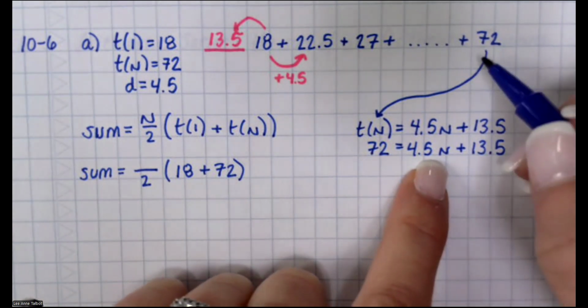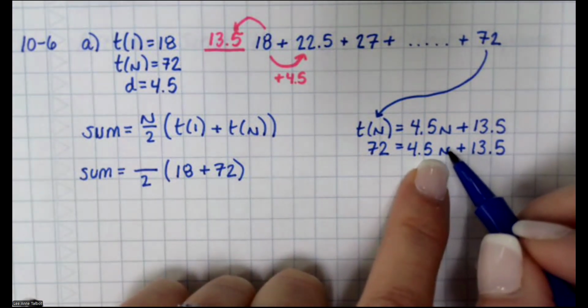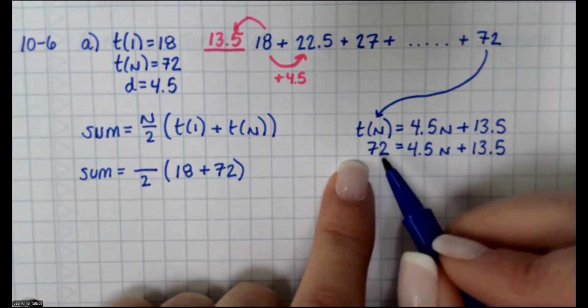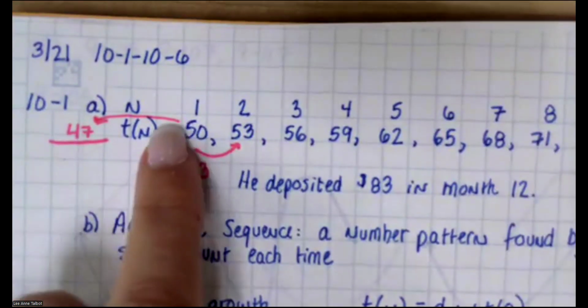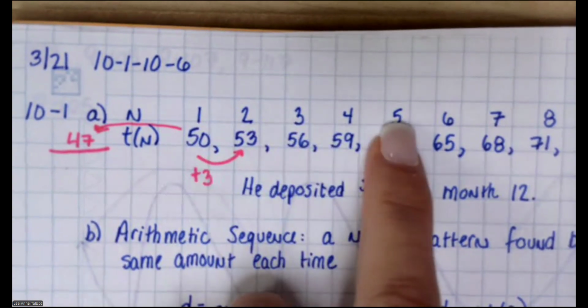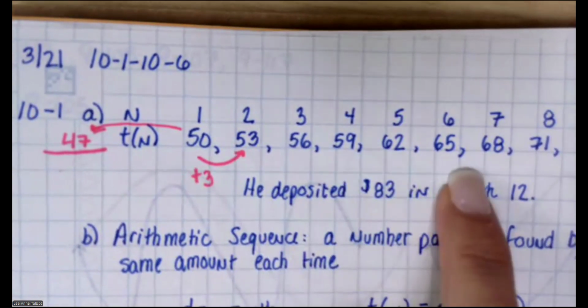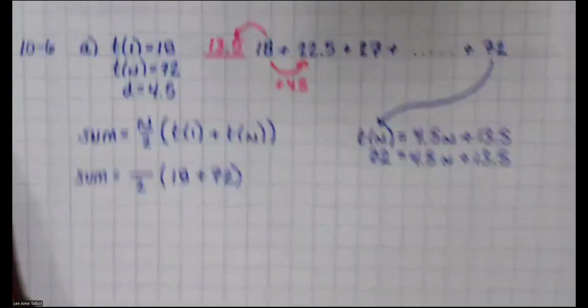Because n is the spot, T of n is the term. N is the spot, T of n is the term. I don't want to know what number is in spot 72.